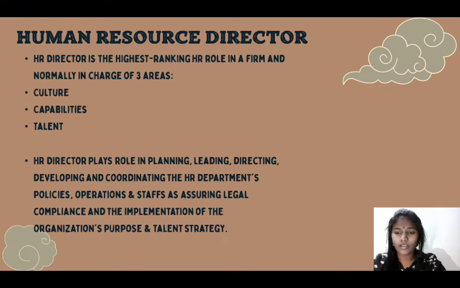Now, let's see what is Human Resource Director and their roles. Human Resource Director is the highest ranking HR role in a firm and normally in charge of 3 areas, which includes culture, capabilities, and talent. Human Resource Director plays role in planning, leading, directing, developing, and coordinating the HR department's policies, operations, and staff, as well as assuring legal compliance and the implementation of the organization purpose and talent strategy.